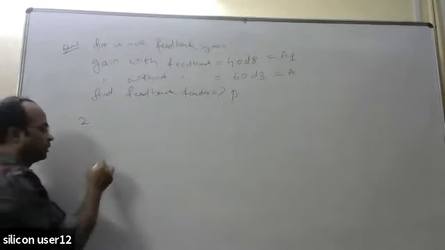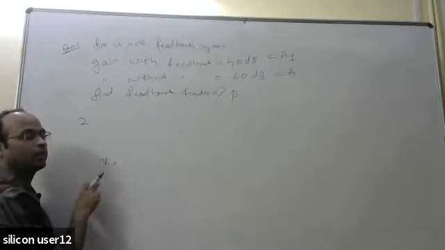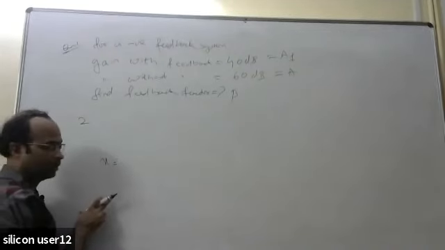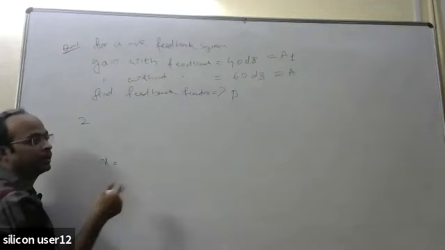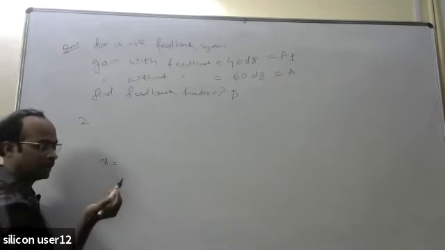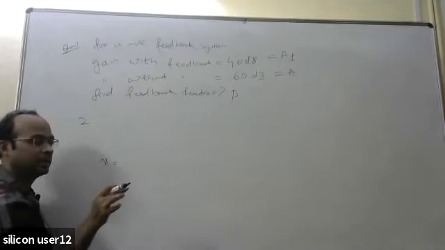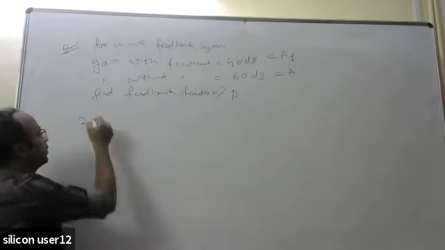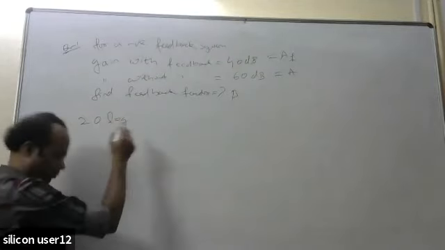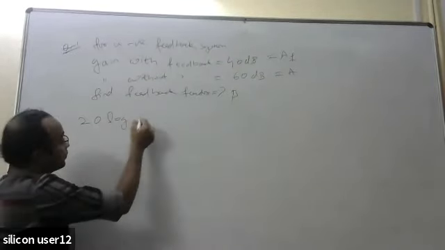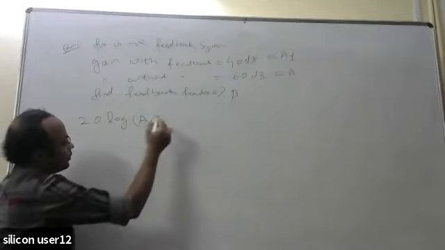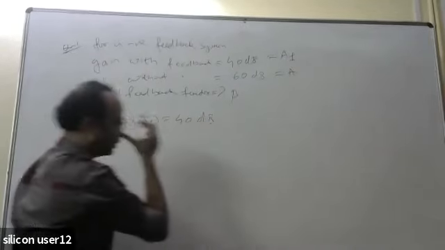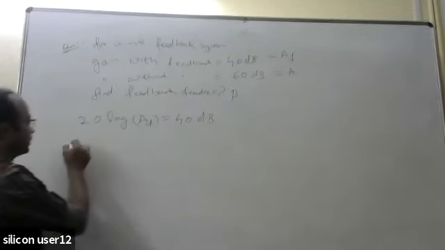Any value, if X is some value, and you want to represent it in dB, what you do? 20 log X that you do, na? Suppose your AF in its magnitude is something, AF, so that is represented in dB. So how to convert that? 20 log AF equal to 40 dB.